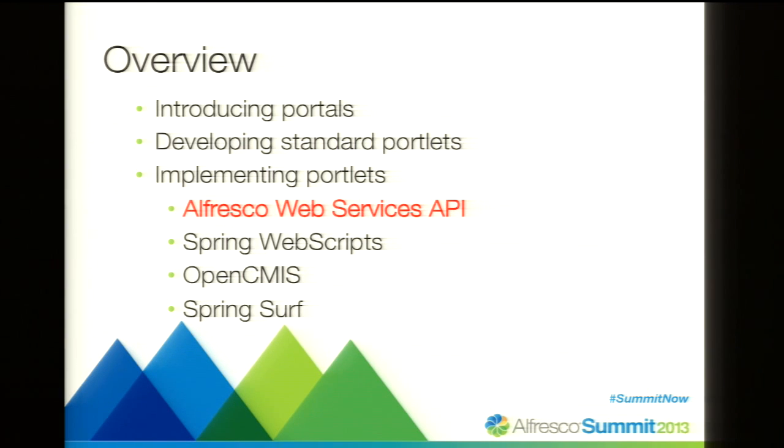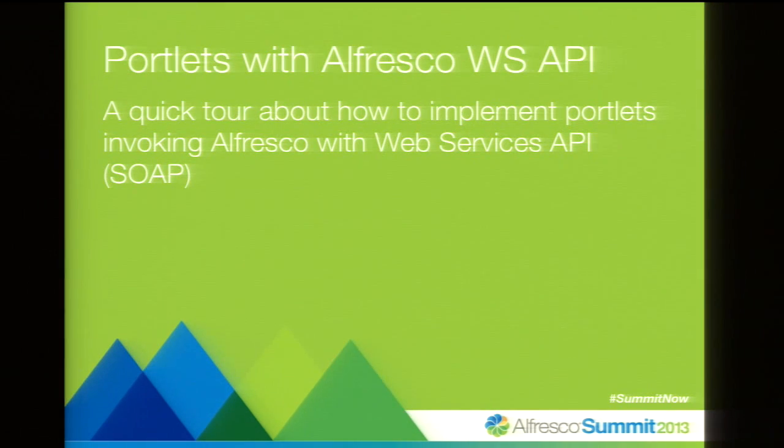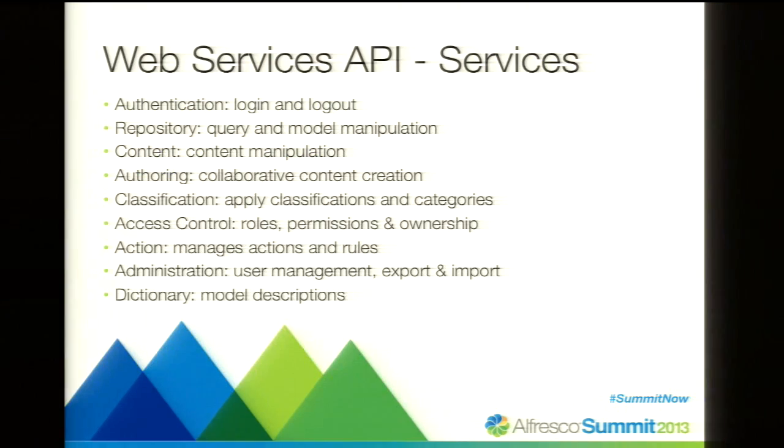The first API that we will see is the Alfresco Web Services API. This is the first remote API that was implemented in Alfresco, and it was based on an enterprise service bus approach. This API allows you to use a subgroup of services, so you don't have all the Alfresco services exposed. You can manage contents, you can execute queries, but you don't have all the services of Alfresco.